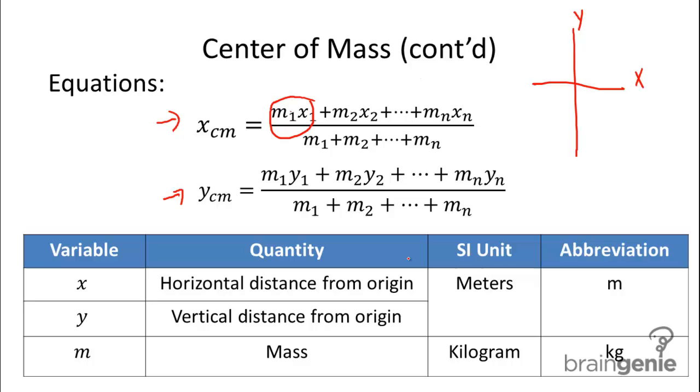So when we use these two equations, when we're given the mass of each object as well as the x and y coordinates, we are able to determine the center of mass for an entire system. Okay, so the variable x is the horizontal distance from the origin, from the center. This is just a reference point. You can choose, it's kind of an arbitrary point depending on the system. The y variable is the vertical distance, so the y distance from the origin, and then m is the mass, and that's always going to be in kilograms.